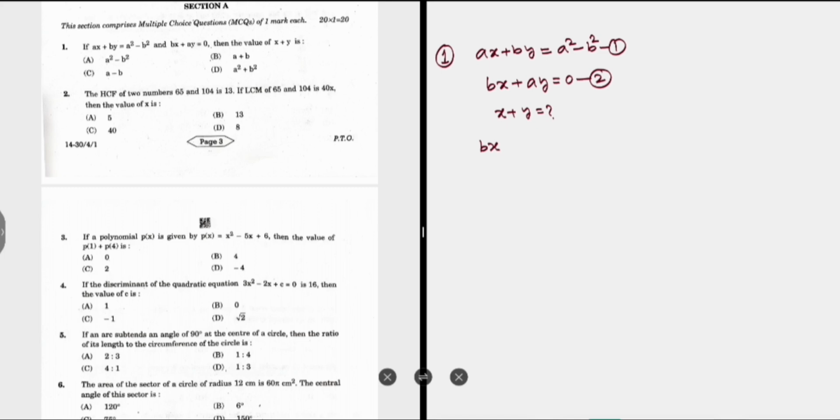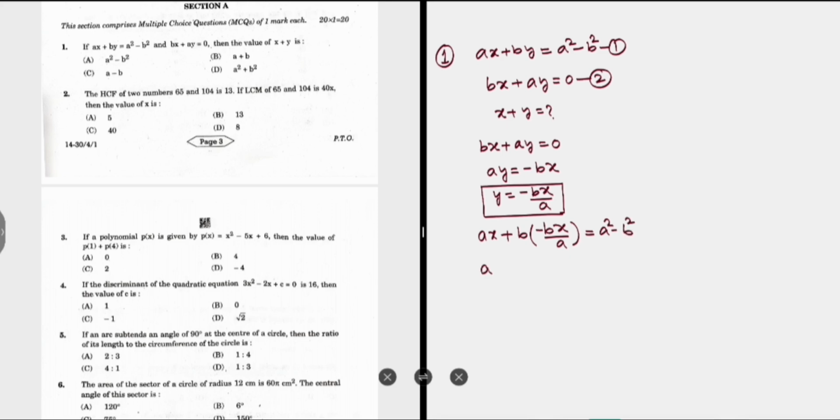We know bx plus ay is equal to 0. Let us find out one of the variables from this equation. I am finding y value. So ay is equal to minus bx. So from this what we get, y is equal to minus bx by a. Now we have to substitute this value in equation 1. Then what we get, ax plus b into minus bx by a is equal to a square minus b square.